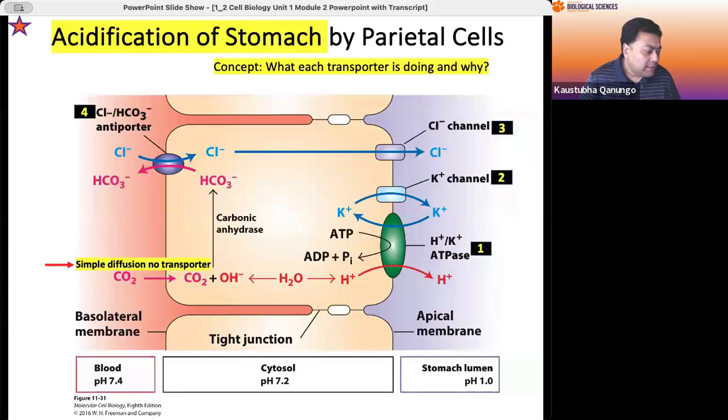So this one is acidification. Again, here what you are seeing is that carbon dioxide from the blood side is coming into the cell, and carbonic anhydrase makes the bicarbonate ion, which, with the antiporter, brings in chloride into the cell, which goes through a chloride channel into the stomach lumen. So it is becoming negatively charged. So how do you manage this negative charge?